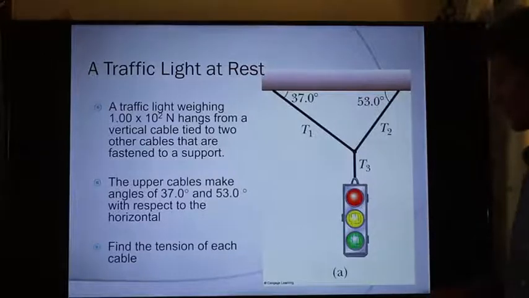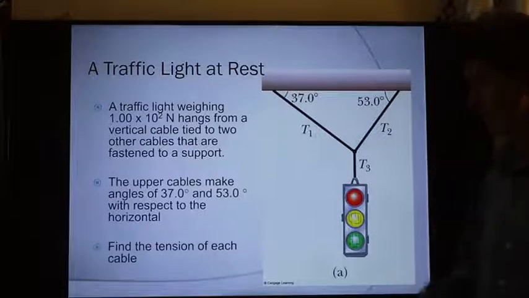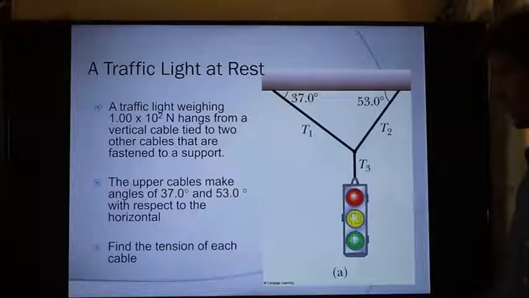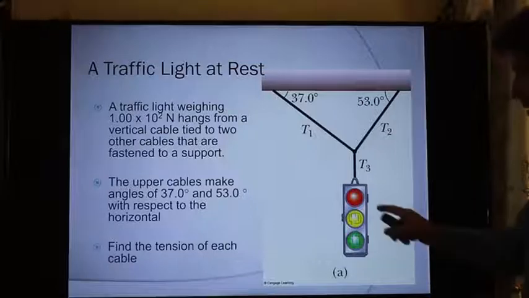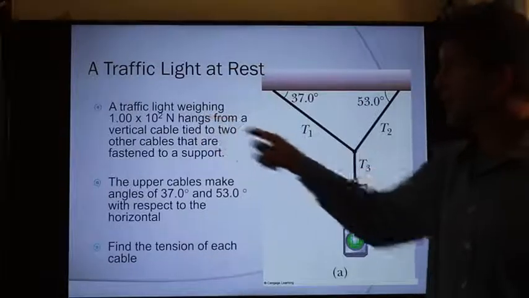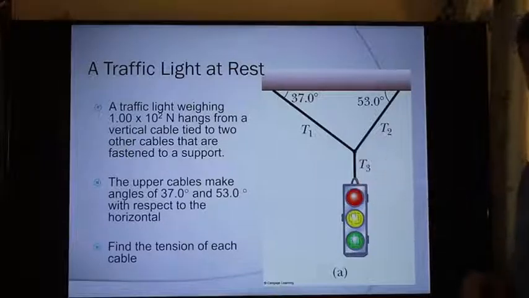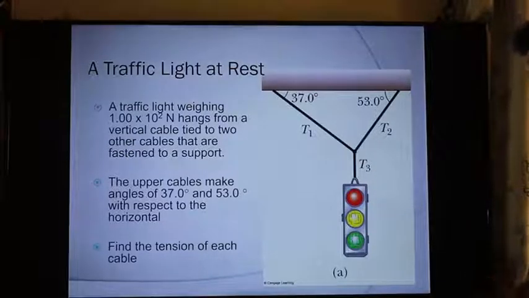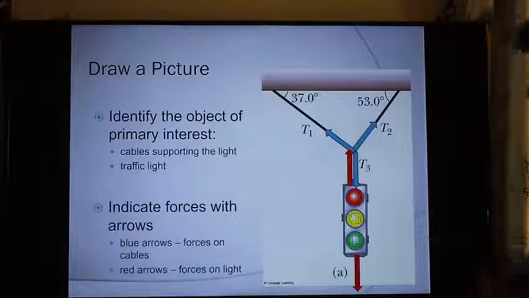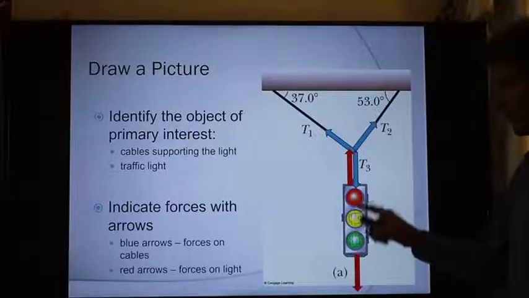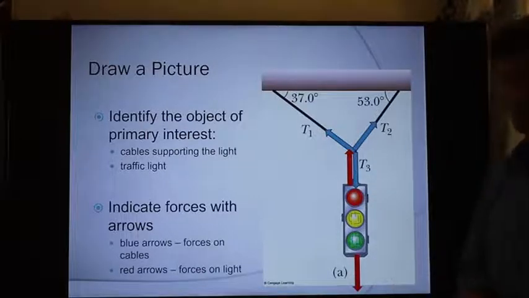Okay? Yes, the traffic light has weight, but we can clearly see the weight that pulls down is simply equal to the tension 3 that's pulling up. That's fairly rudimentary to find out what's going on. So, if this weighs 100 newtons, it's pulling down, this cable is going to pull down at this point also at 100 newtons. Again, here's our traffic light, the weight, 100 newtons pulling down, the tension, 100 newtons pulling up.